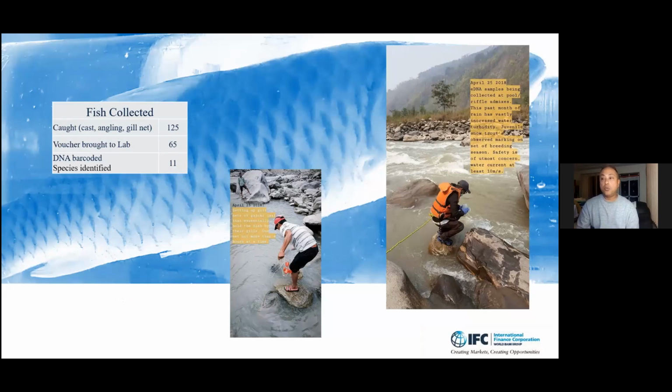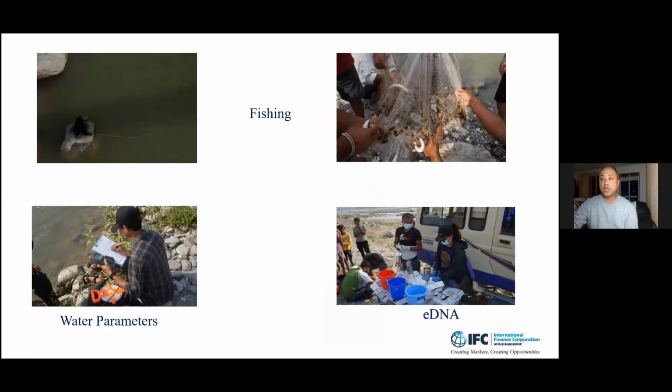On this particular study, we actually went out and caught fish. We caught about 125 different fish using cast nets, angling, gill nets, that sort of thing. We brought about 65 of those as voucher specimens to our lab, and then we identified the species using DNA barcoding. This became part of our reference database.